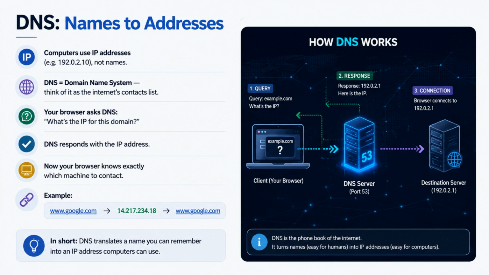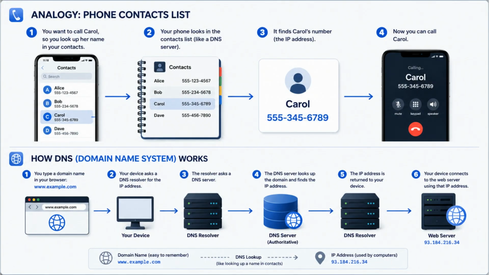Good analogy to lean on here. DNS works exactly like the contacts list on your phone. You tap a name, your phone looks up the number for you. Walk through both halves of this slide together. Top half is the contacts list analogy made concrete. You want to call Carol, your phone looks her up, finds her number, now you can call.